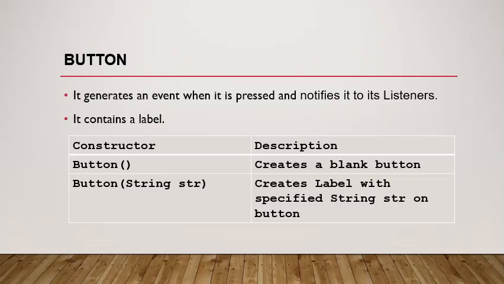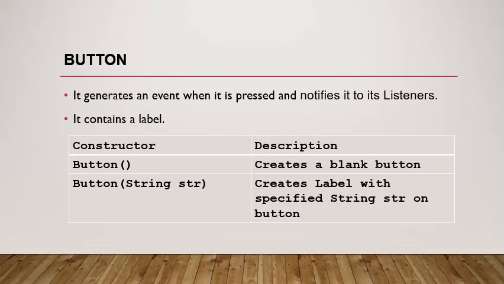But a label doesn't actually create any event. If you want to create some event in our program, then we require a very basic component, that is button. So what does a button do? It generates an event when it is pressed and notifies its listener that the event has occurred. It contains a label. On the button something has to be written so that the user can make out what the next step is, when to press it, or what to do with this component.